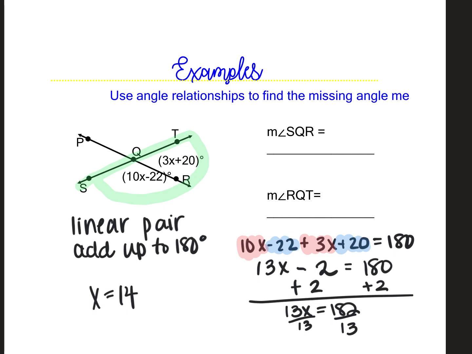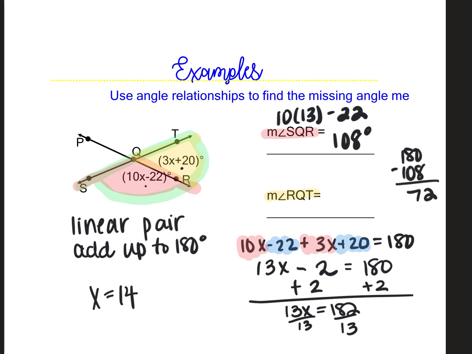So for this first blank, SQR, that's this angle. So I would take my 13 and plug it in for that x. So 10 times 13 minus 22, which is 108 degrees. The second one is RQT, so that's this part here. We could plug it back in, or I also know that these two angles here and here have to add up to be 180. So 180 minus 108 is 72.